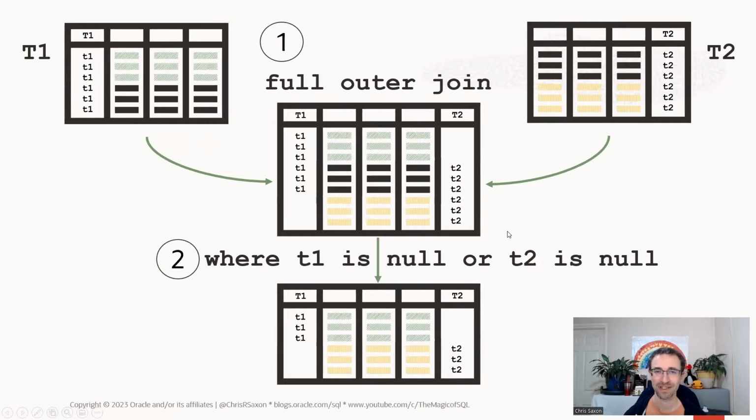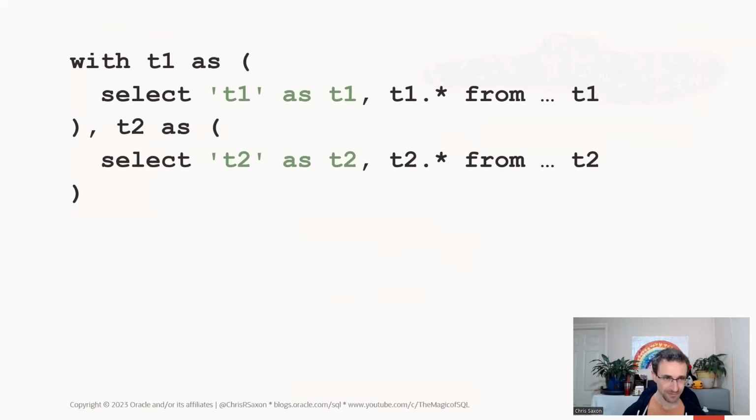What does that actually look like as a SQL statement? Well, as I said, first up, we want to query the tables, and we're just going to add an expression saying what the source table is. You can put whatever you want here. It's just something so you know which table the data actually comes from. And then we are going to full outer join them together.